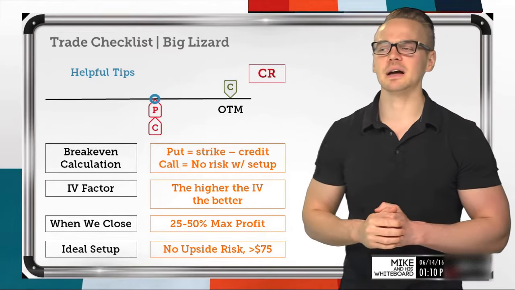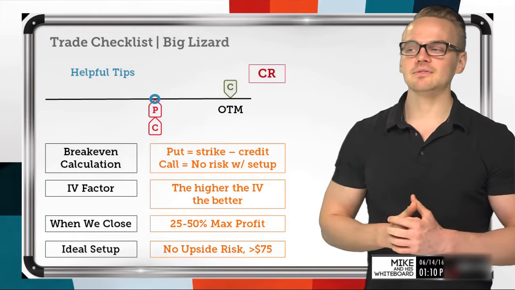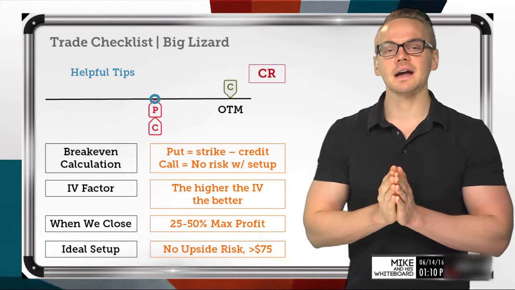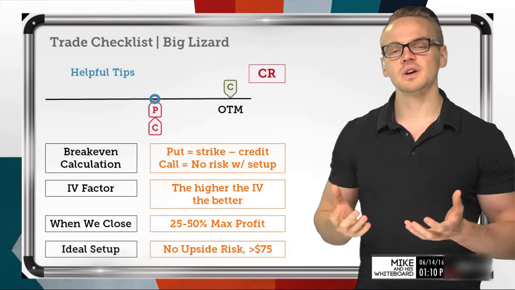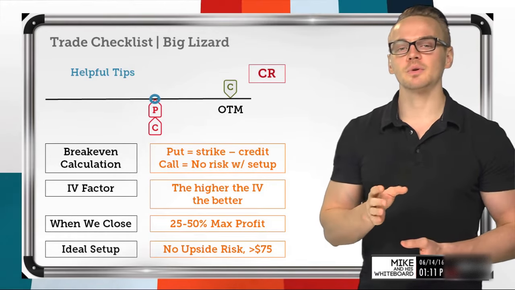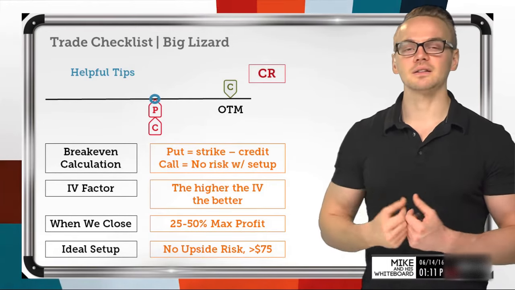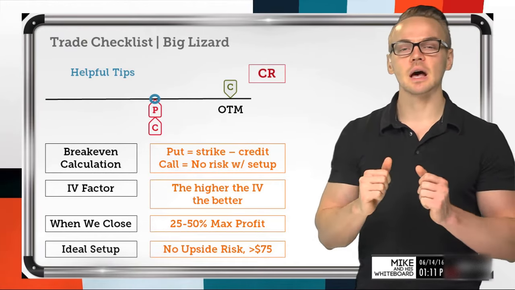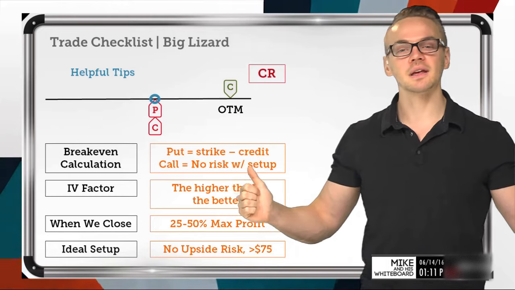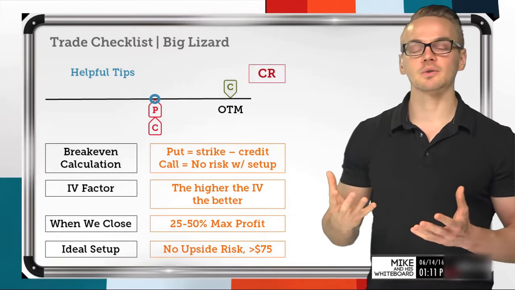When we're looking at implied volatility, the higher the IV, the better, not because we can move our strikes out, because we're really dealing with at-the-money strikes, so our strikes are going to be the same. But what's really important with this strategy is the credit collection. With the Jade Lizard yesterday, we talked about how implied volatility helps us move our strikes way out of the money and still collect roughly around $1.